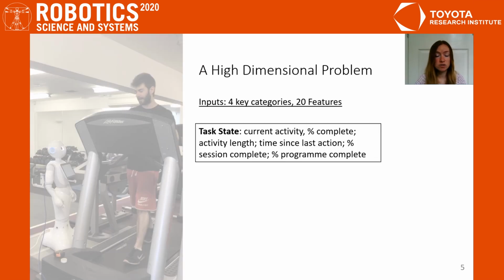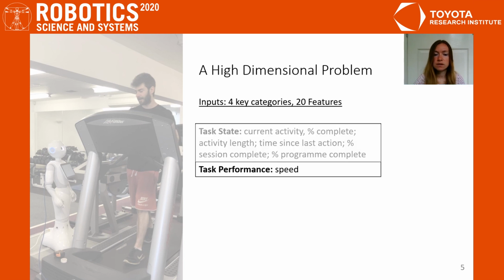Firstly, the task state, so just information about the current task, whether you're running or walking, how far through the session you are, and things like that. Then there's task performance, so how well is the user actually doing? For us, that was just simply speed.